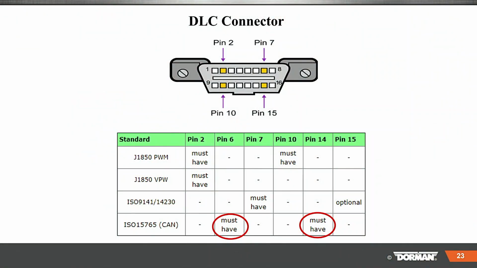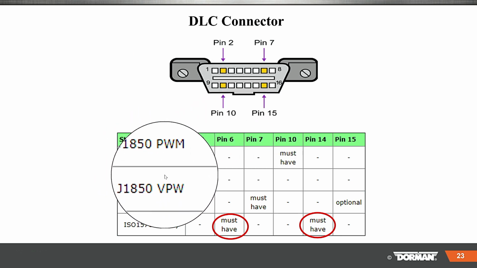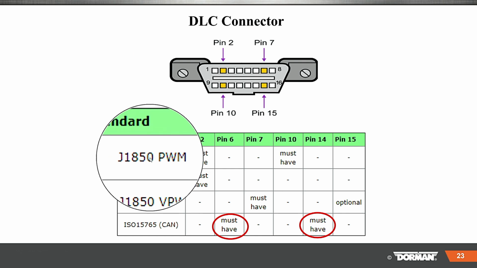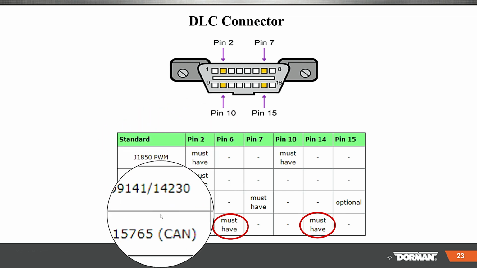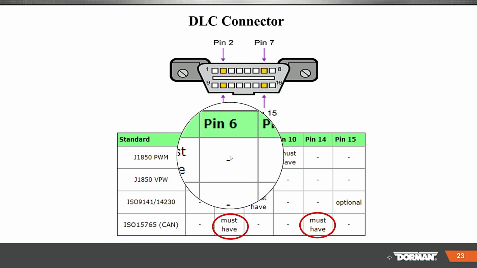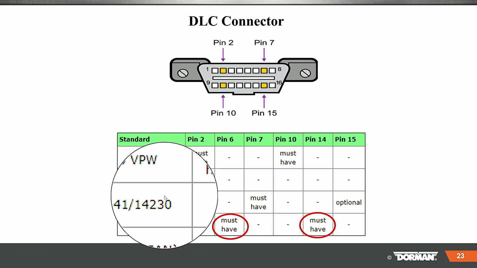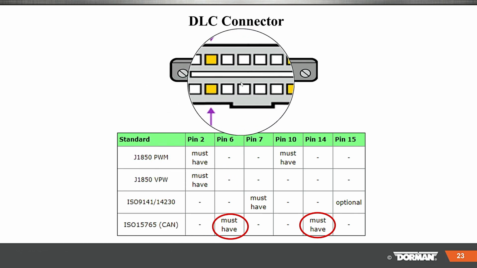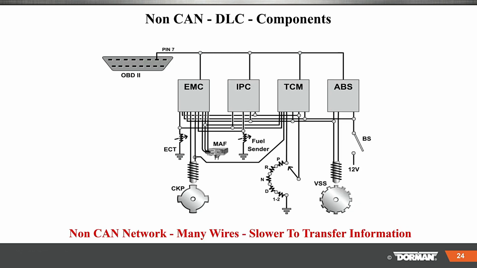Let's look at more communication stuff. There's the pin. You see pin 2, VPW, also used on J1850, pulse width modulated. And if you have CAN, you need pin 6 and pin 14 must be in there. So here's our 16 cavity connector. Not all cavities will be filled.